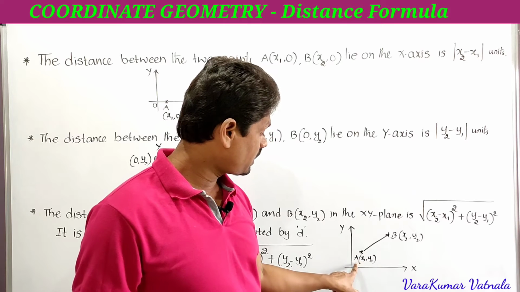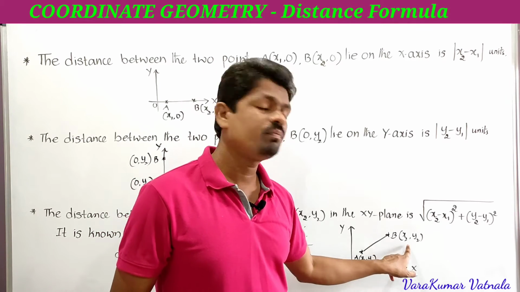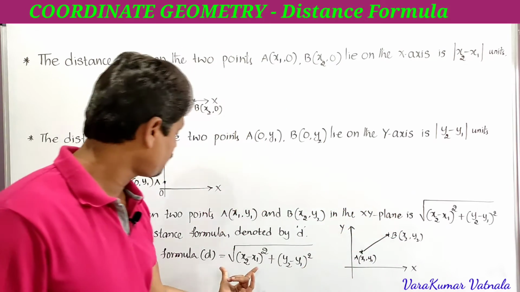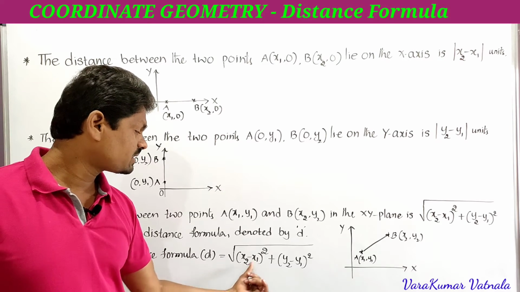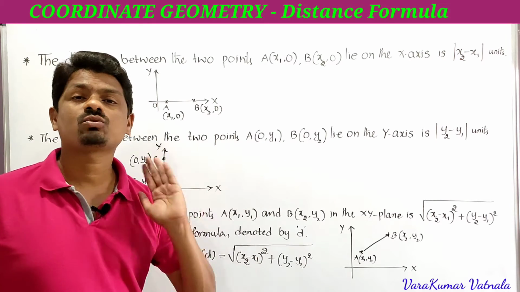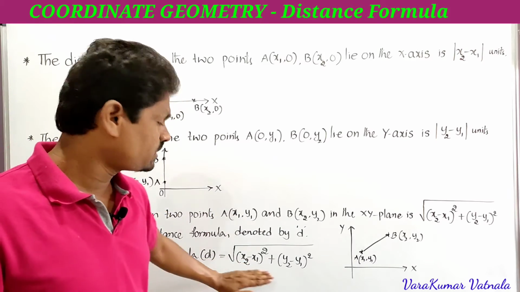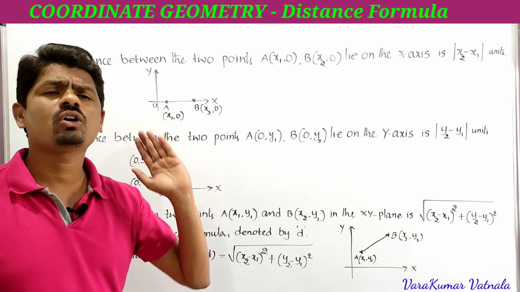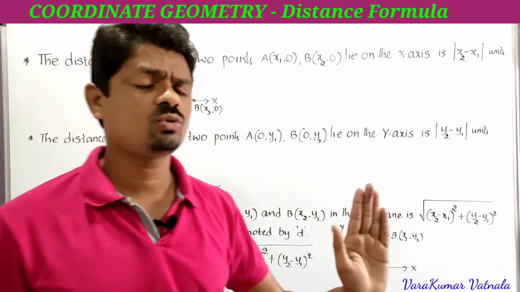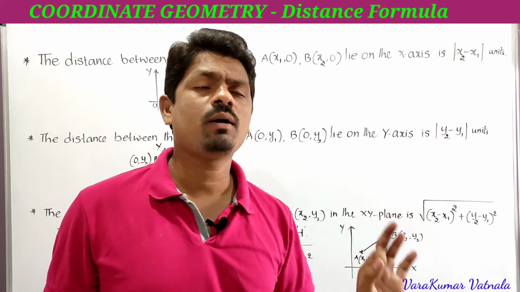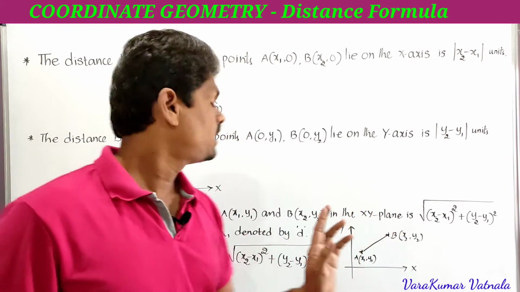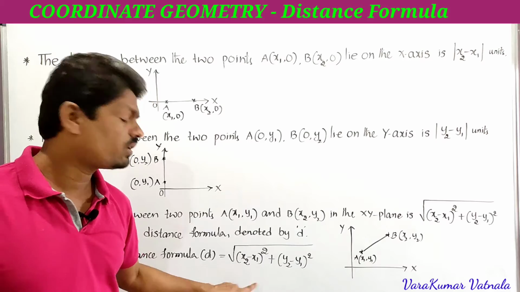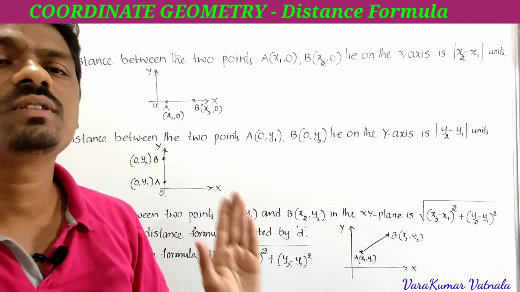The coordinates of A are x1, y1 and the coordinates of B are x2, y2. To find the distance between these 2 points, we use the formula square root of (x2 minus x1) whole square plus (y2 minus y1) whole square. This is known as the distance formula. Very important. We use the distance formula to solve the problems in exercise 1. Each and every problem in exercise 7.1 depends on the distance formula only. Using one and only one formula, we have to solve all the problems in the first exercise.